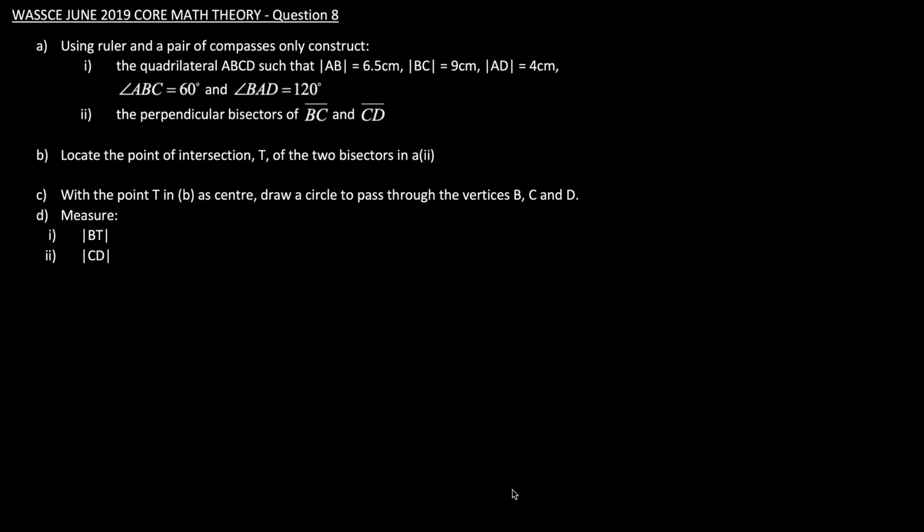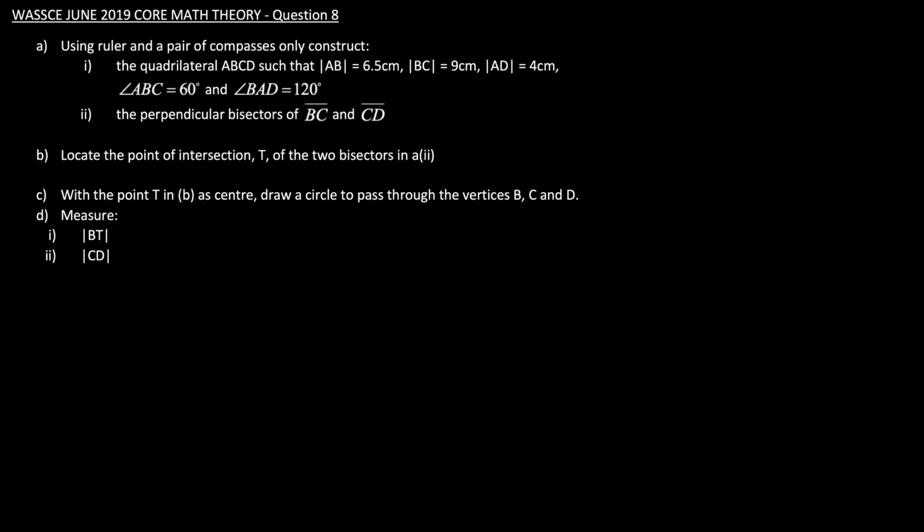of AB is equal to 6.5 centimeters, the length of BC is equal to 9 centimeters, the length of AD is equal to 4 centimeters, the angle ABC is equal to 60 degrees, and the angle BAD is equal to 120 degrees. (ii) the perpendicular bisectors of BC and CD.